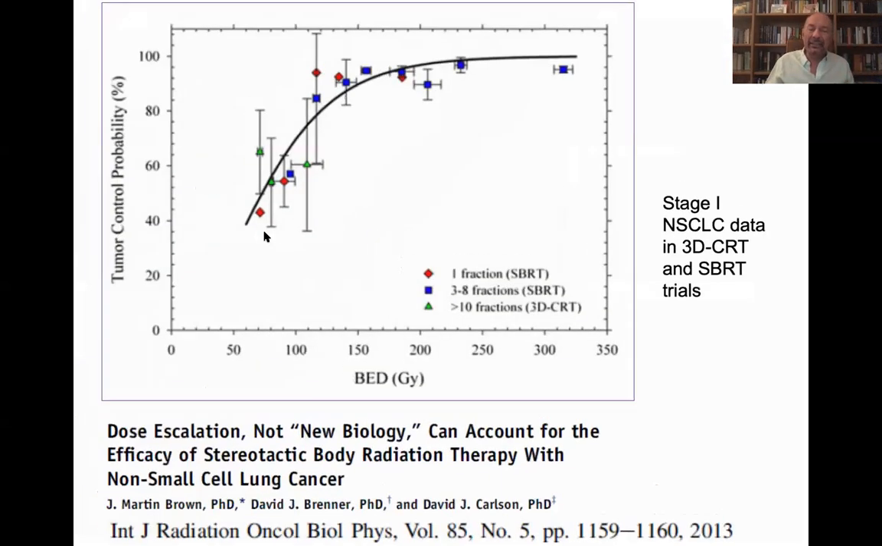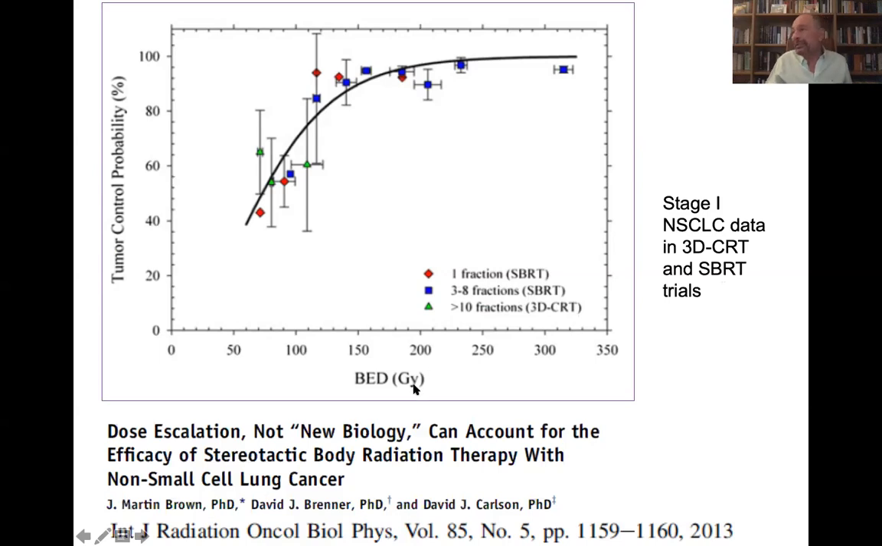But in reality, if you do it carefully, and this was done in a paper a few years ago, if you look at all the data for stage 1 non-small cell lung cancer, using either 3D CRT or SBRT, the green points are 3D CRT in conventional fractionation regimes. The blue points are SBRT in hypofractionation, 3 to 8 fractions, and the red points are single fractions, like in Sloan Kettering in New York.